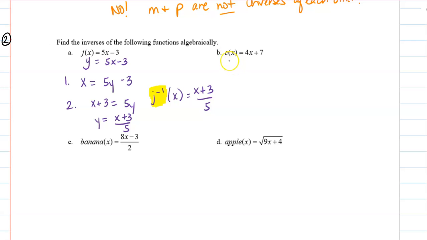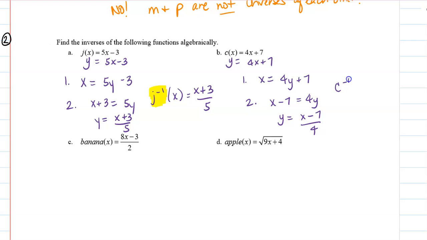Let's do another one. So step number 1 is to switch the x and y. And step number 2 is to solve for that y value. So you have x minus 7 is equal to 4y. So y is equal to (x minus 7) over 4. Therefore, C inverse of x is equal to (x minus 7) over 4. There's that fancy inverse notation once again.